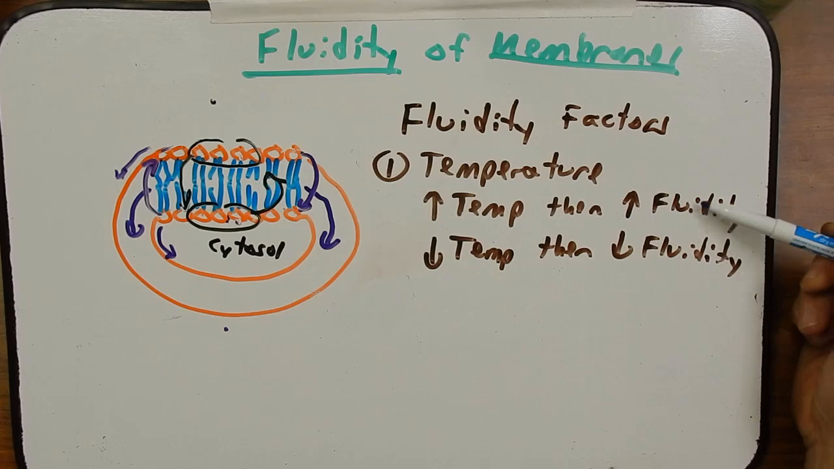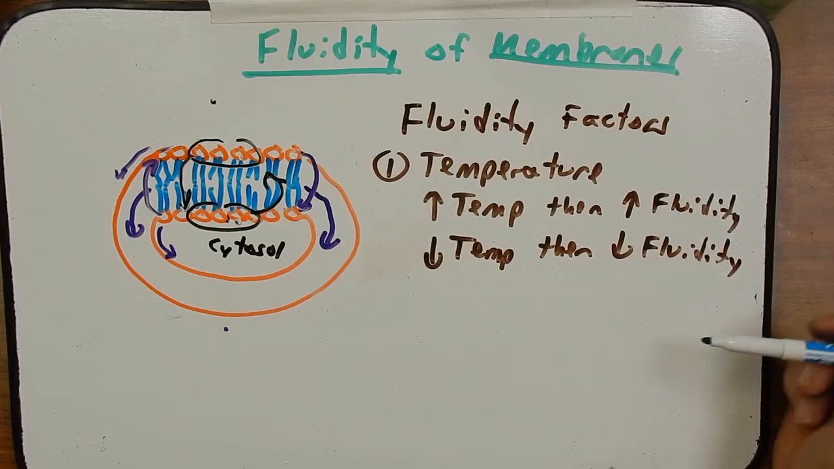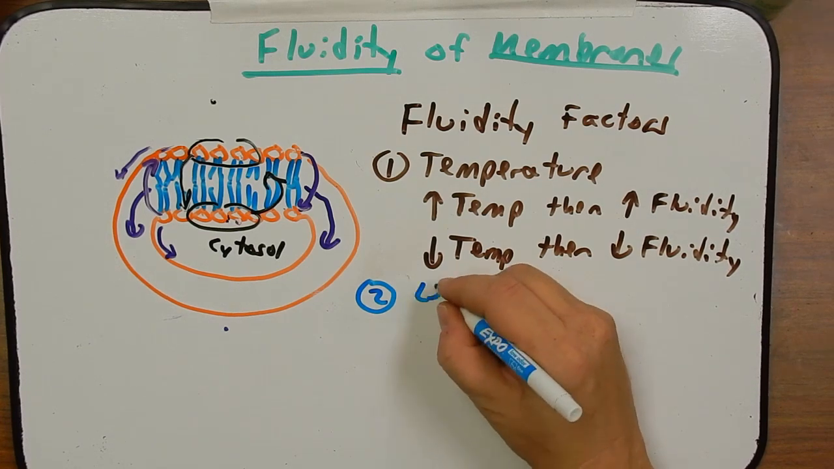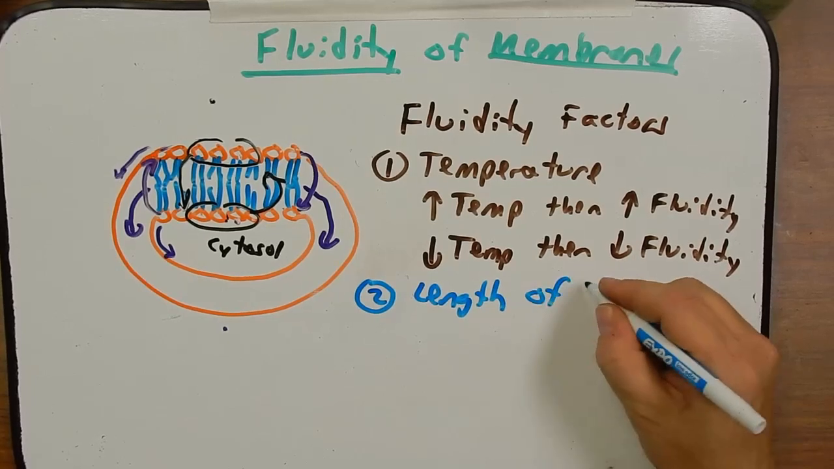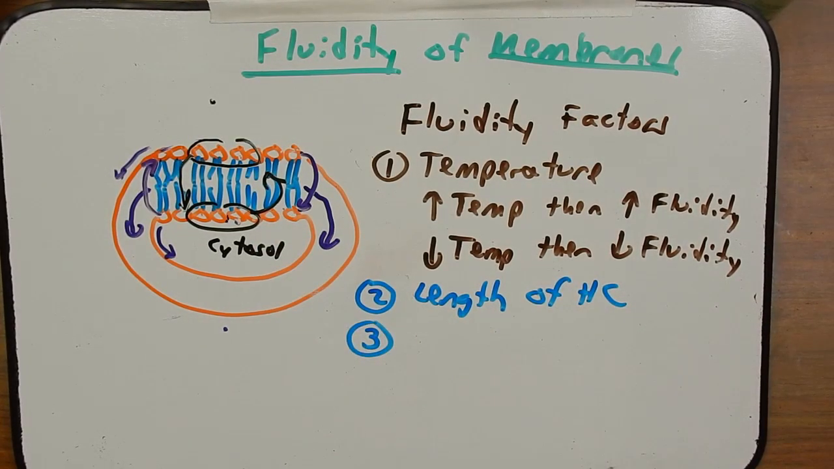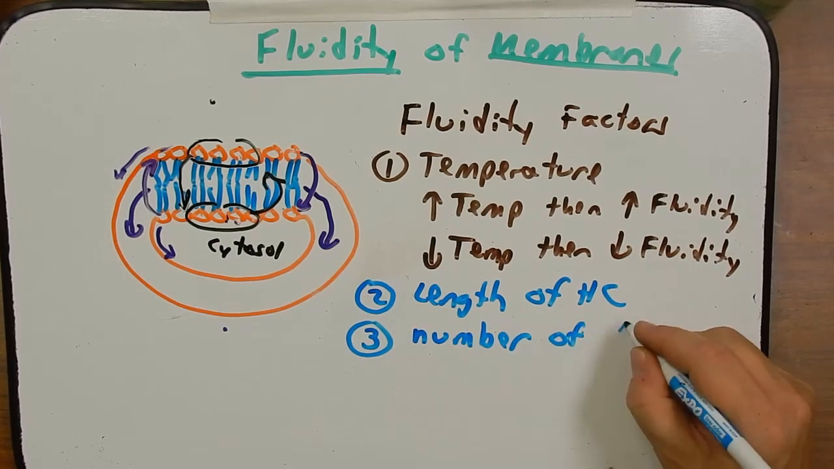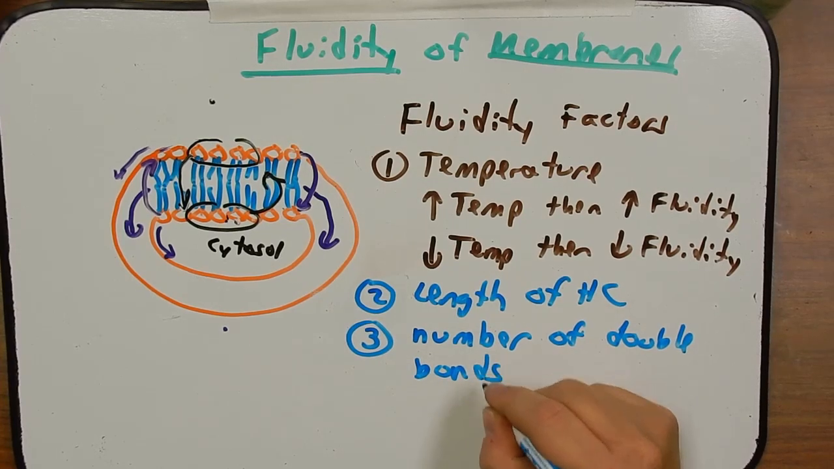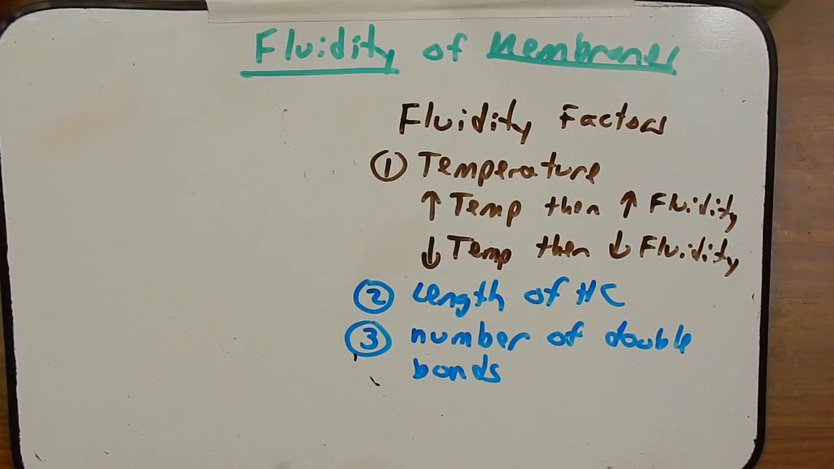So how does the cell counteract what temperature can do to the fluidity of the membrane? Both of these have to do with the hydrocarbon tail. First is the length of the hydrocarbon tail of these lipids. And the second is the number of double bonds, or another way of saying that is the degree of saturation.